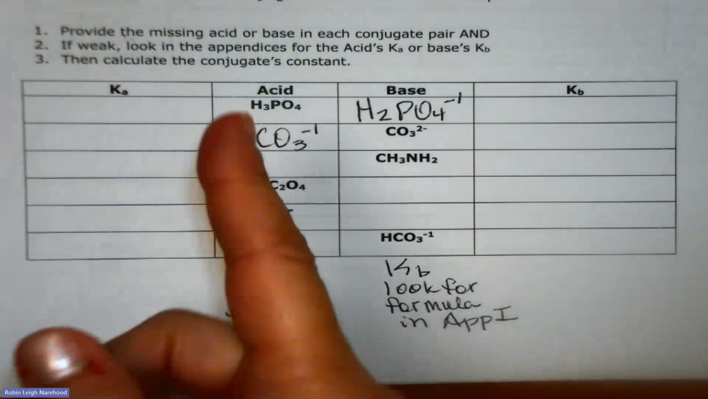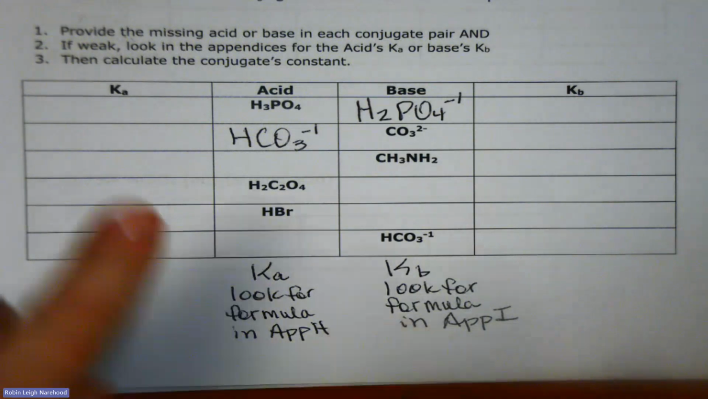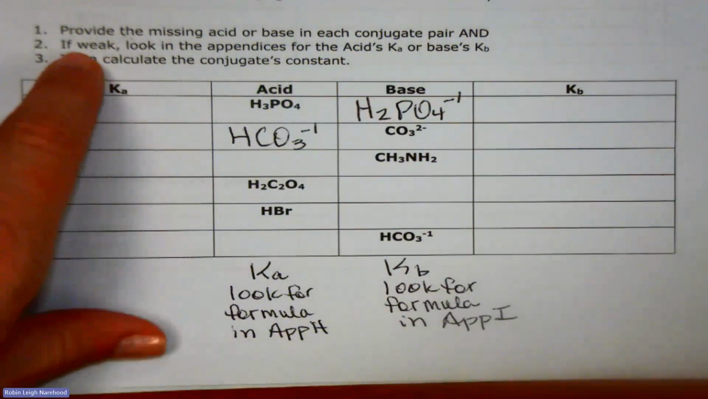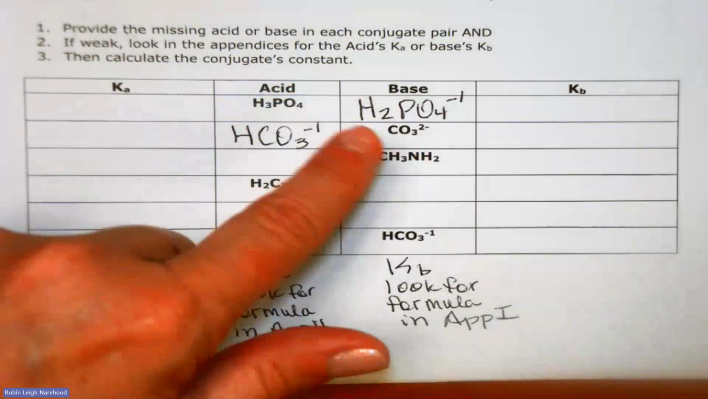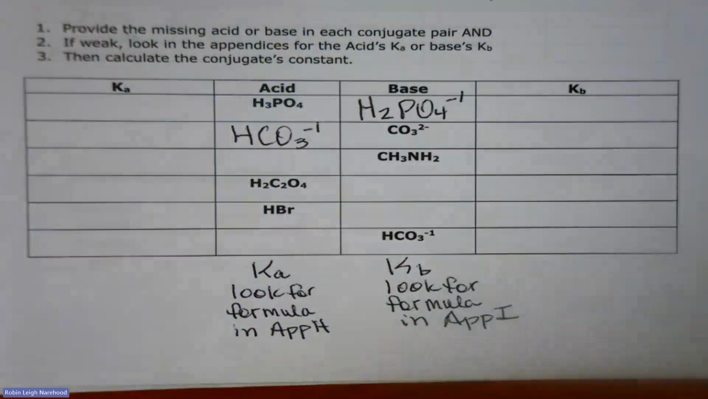So what I have done here is I've just put it in acid-base columns, so they're already labeled. The acid column is for its acid behavior. The conjugate base would have a Kb for its base behavior. The only place to find Kas is in Appendix H, and if you want to look up the specific number, it would be in Appendix I. That's what number 2 says. If it is weak, look in the appendices for the acid's Ka or the base's Kb. So Appendix H is where you find Kas. Appendix I is where you find Kbs.